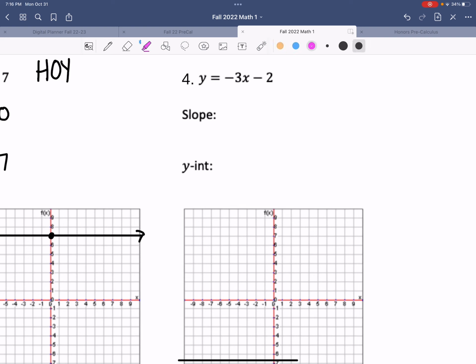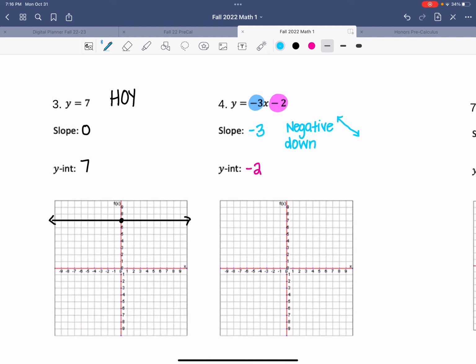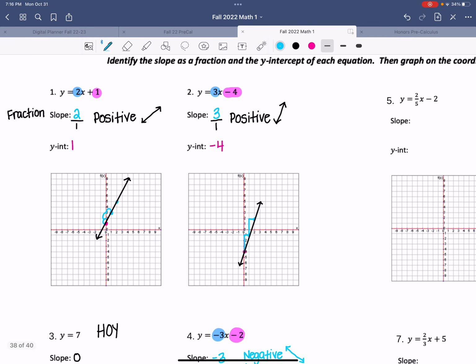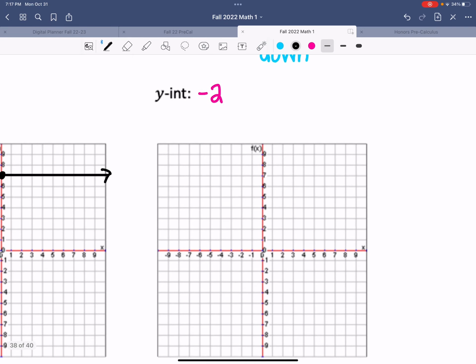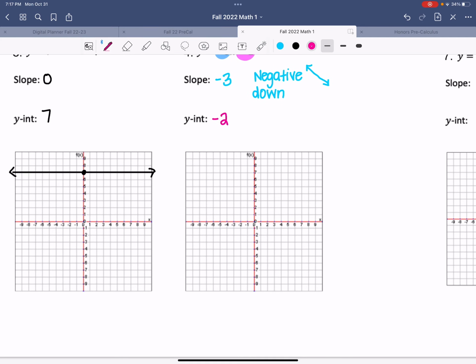So we have our y-intercept and we have our slope. Our slope is -3, our y-intercept is -2. My slope here is -3, so this time I have a negative slope. If I have a negative slope, that means I'm going to go down and to the right. My y-intercept here is -2. So if you need to write negative and down, you can, just like with the other ones up here, we wrote positive, you can write up because we went up, so positive and up.